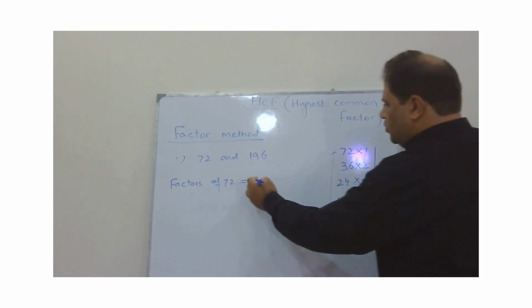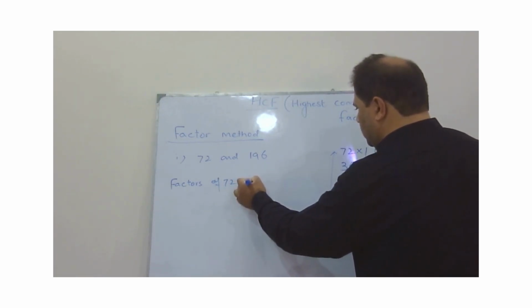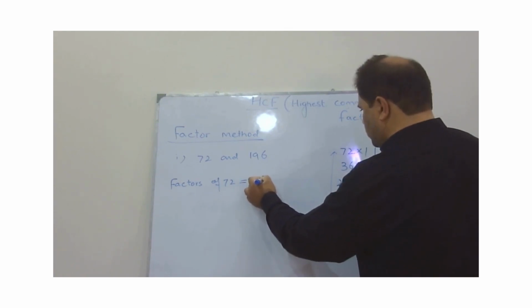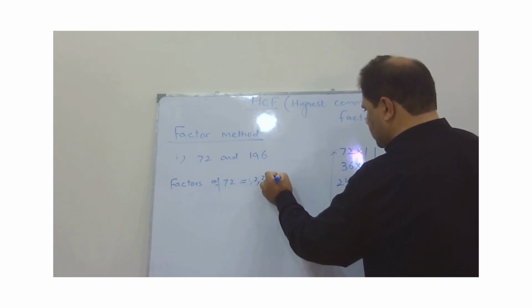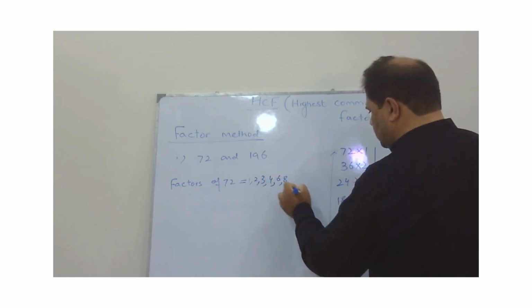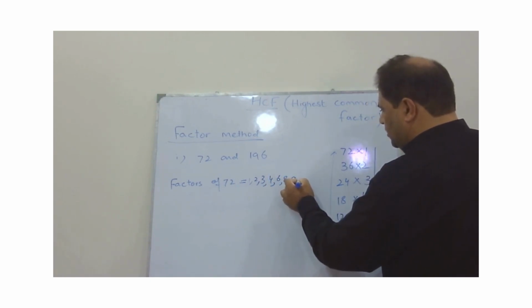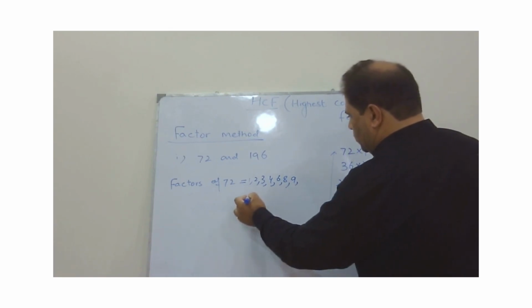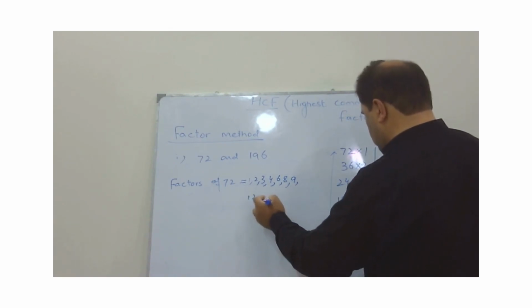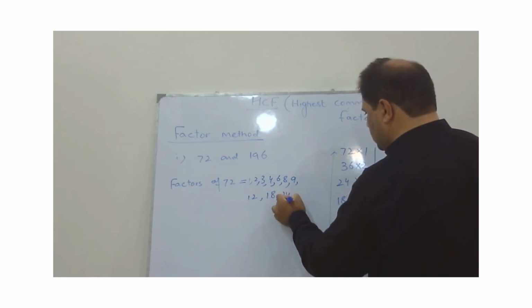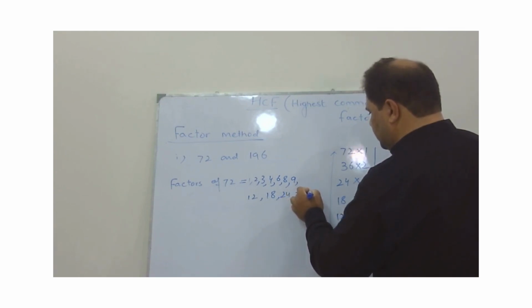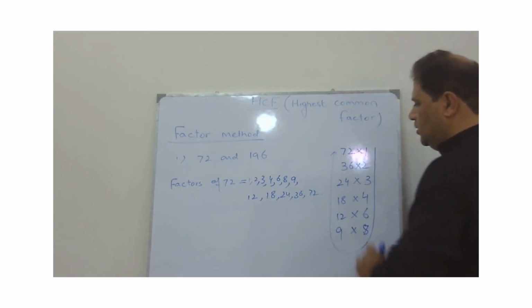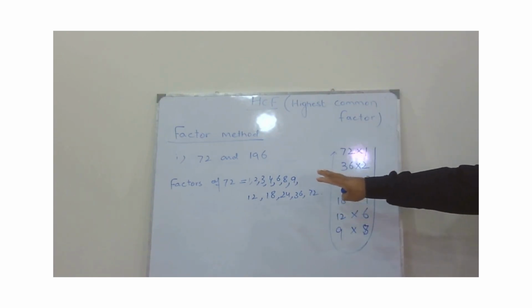Okay. So the factors are 1, 2, 3, 4, 6, 8, 9, and then 12, 18, 24, 36, and 72. These are the factors of 72.